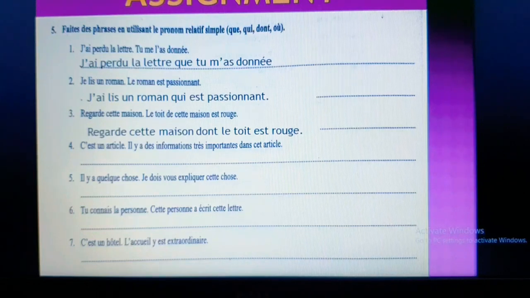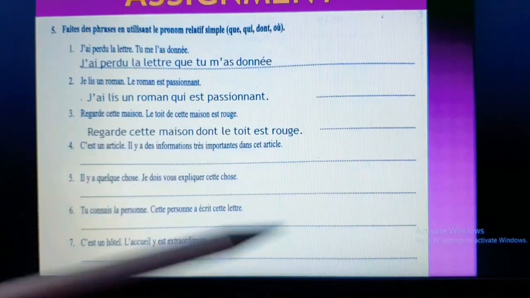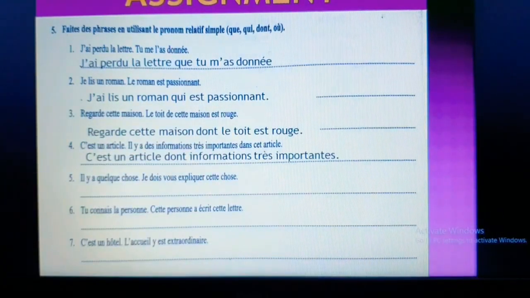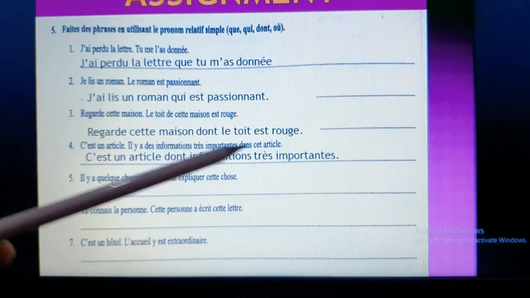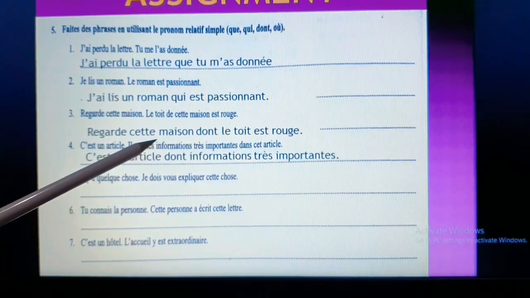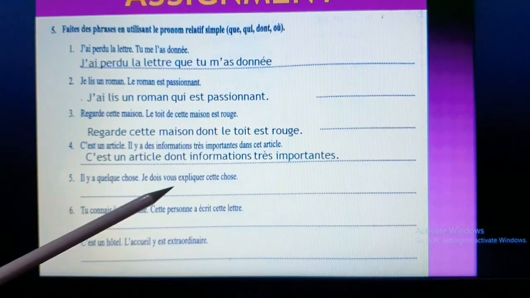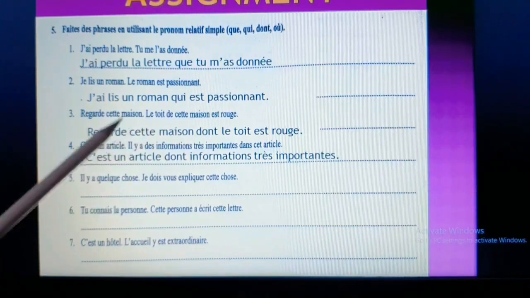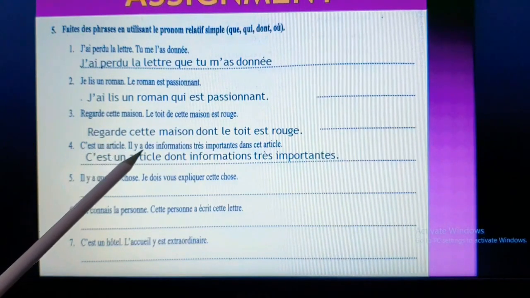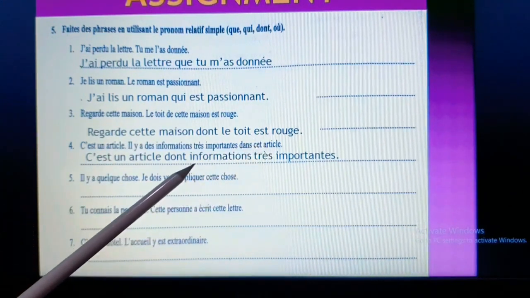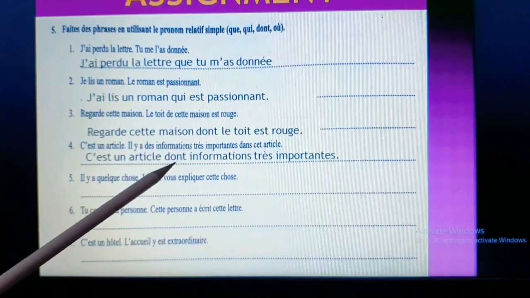Okay, c'est un article. Il y a des informations importantes dans cet article. So, article will be replaced by, that's right, dont. So, c'est un article dont l'information est très importante. So, the information of the article will be replaced by dont, not with que. Okay? Il y a des will be removed and dans cet article will be removed and it will be dont.